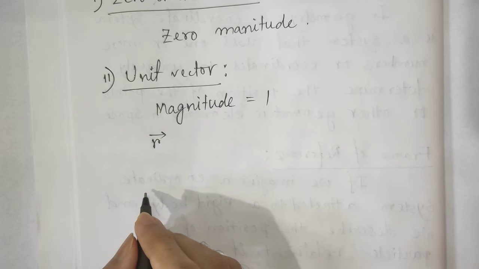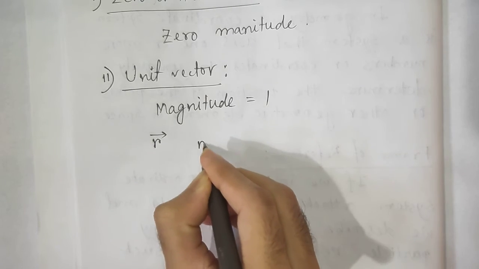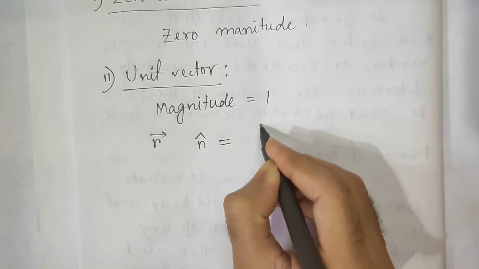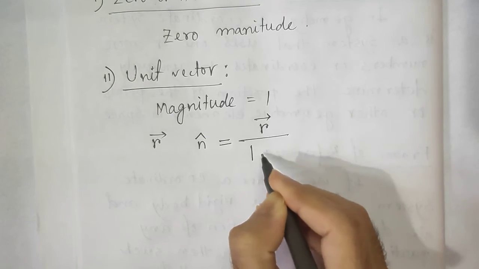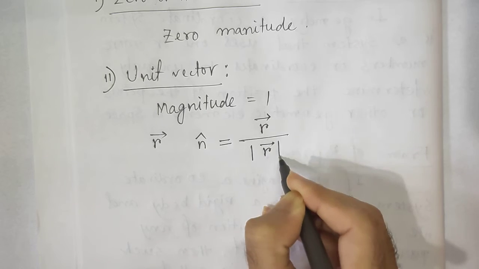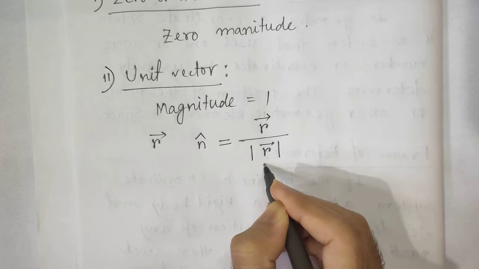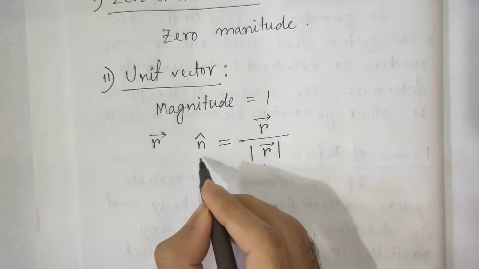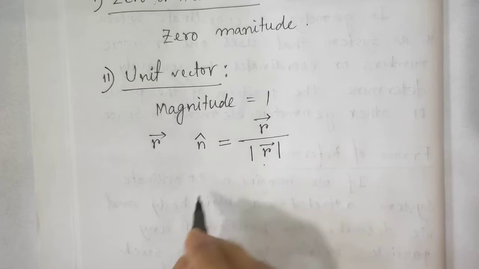We can do that. Let the unit vector of r is n cap. So this n cap is equals to the vector r divided by the modulus of vector r, or in simple words, the magnitude of the vector r. So you can say that this unit vector just denotes the direction of the vector r. Okay.